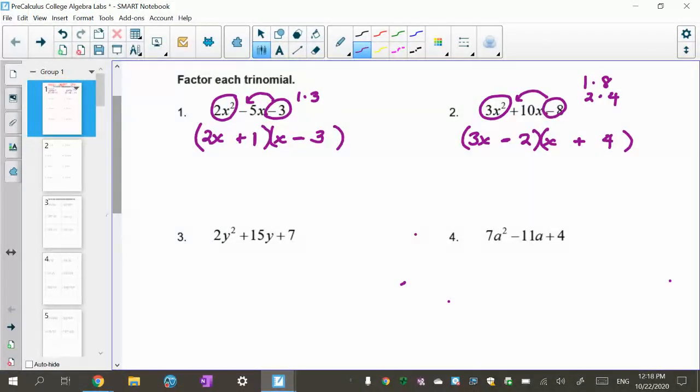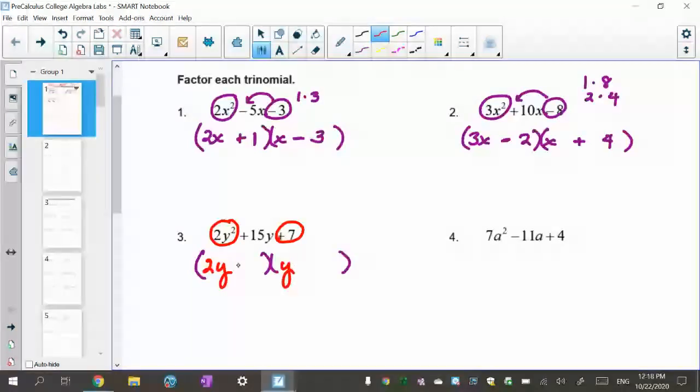I have 2y squared plus 15y plus 7. I'm going to go through here and see, okay, can I factor this? And I said, well, I can't pull anything out, so I'm going to set up 2 parentheses. And I'm going to do the circle, circle thing. So now, how do I get 2y squared? 2y and a y. That's a positive 7, so I know my signs are the same. They're either plus plus or minus minus. I look in the middle. It's a positive 15, so I know they're both positive.